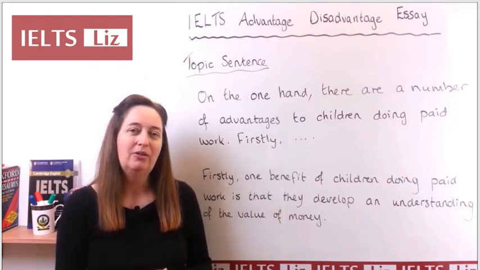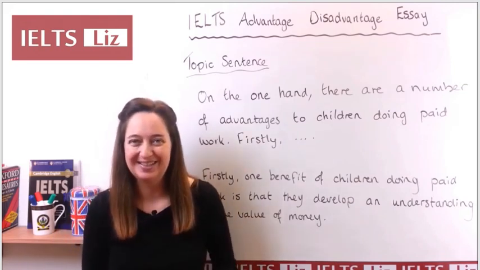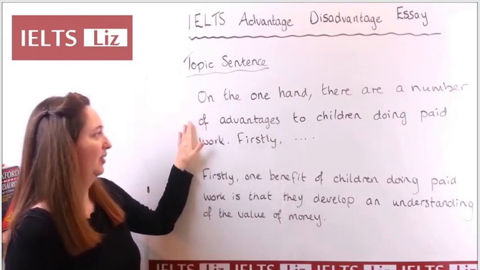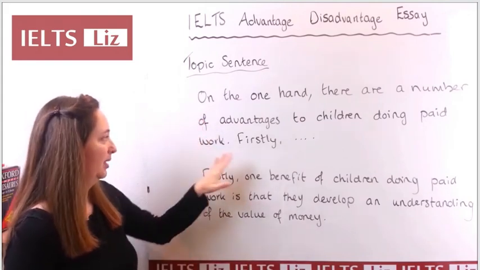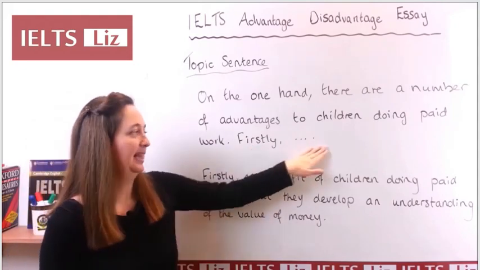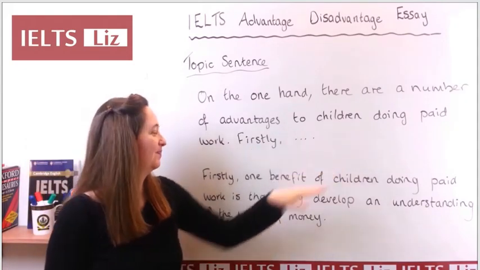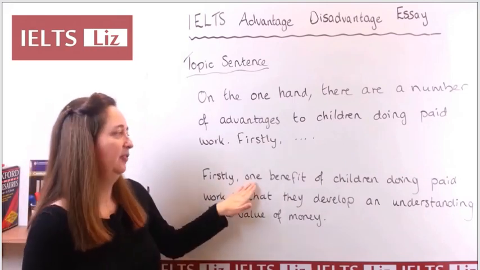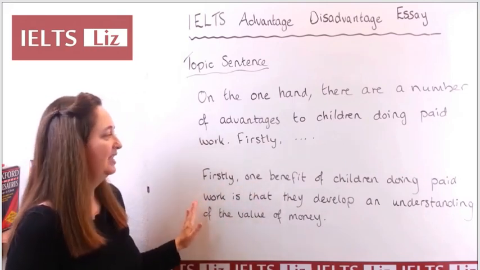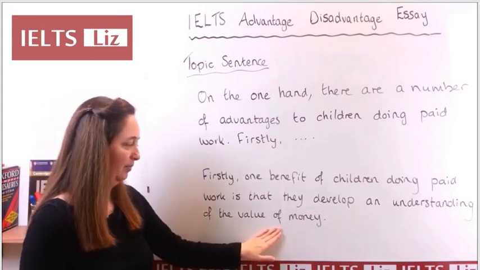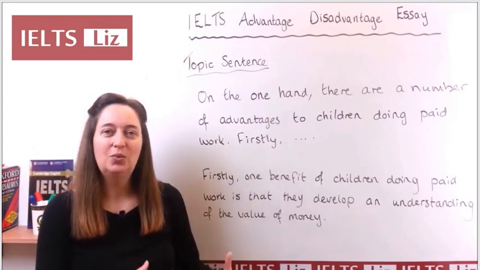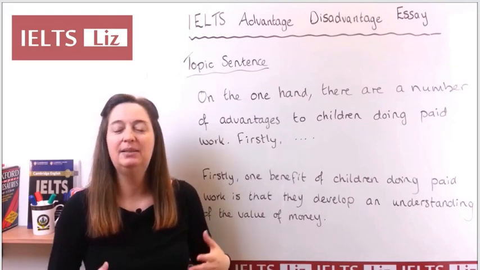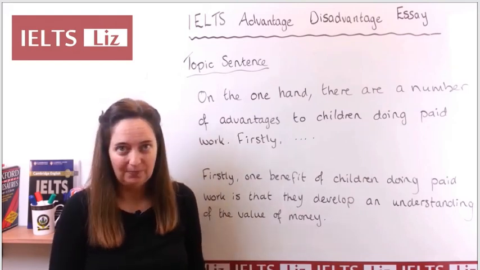So for body paragraph number 1, I've got 2 topic sentences to show you. On the one hand, there are a number of advantages to children doing paid work. Firstly, and then I give the advantage. Or I could start directly. Firstly, one benefit of children doing paid work is that they develop an understanding of the value of money. So which one is the best to use? Well, they're both good, and I use both of them. It depends on what you're looking for.